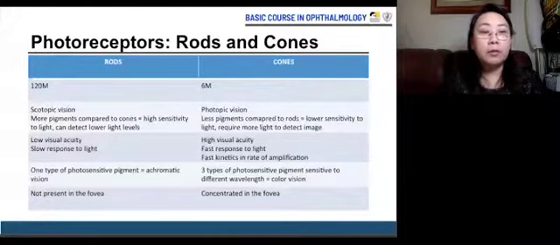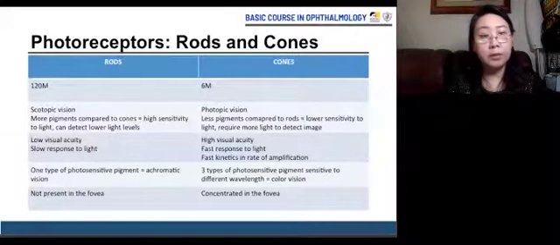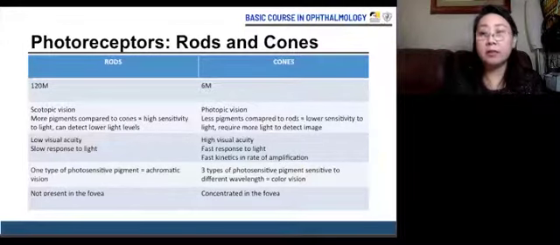The rods and cones are the photoreceptors involved in vision. They have the same basic structure, but differ in amount, location, and functional characteristics. In terms of number, there are approximately 120 million rods in our eye versus only 6 million cones. The rods are responsible for vision in low light conditions since they are very highly sensitive to light. Rod-mediated vision has lower acuity and is achromatic, having only one type of photosensitive pigment.